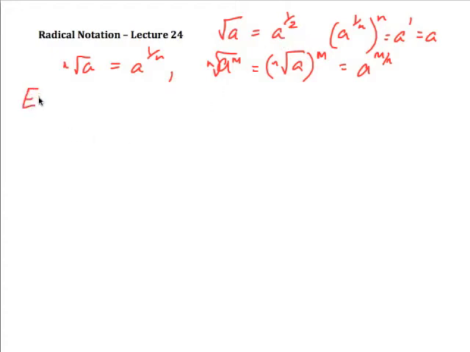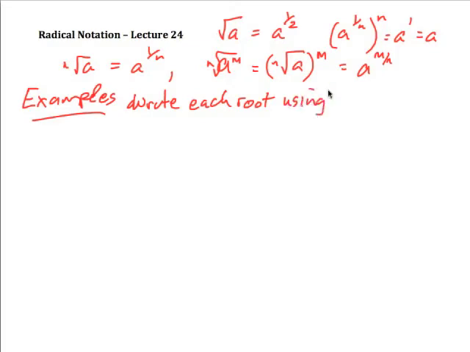Right, so let's do some examples here. We're going to write each root using exponents, so we just get some practice changing from radicals. A radical is any expression that has a root sign with it. Right, so let's have a look here.